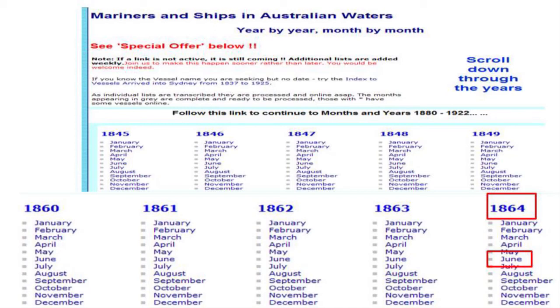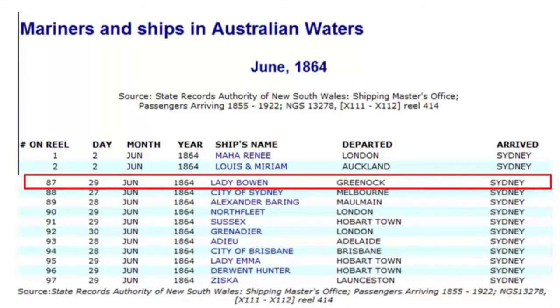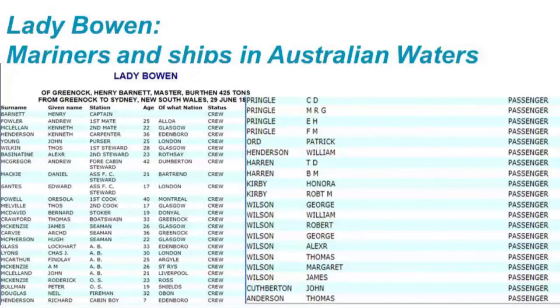Sorry, can we access this from home? This particular website, yes. So it came into Sydney, New South Wales, in June 1864. And there is the Lady Bowen, and it departed from Greenock. And then this is a list of the ship passengers and the crew. So it's a printed list of that handwritten list I showed you before.